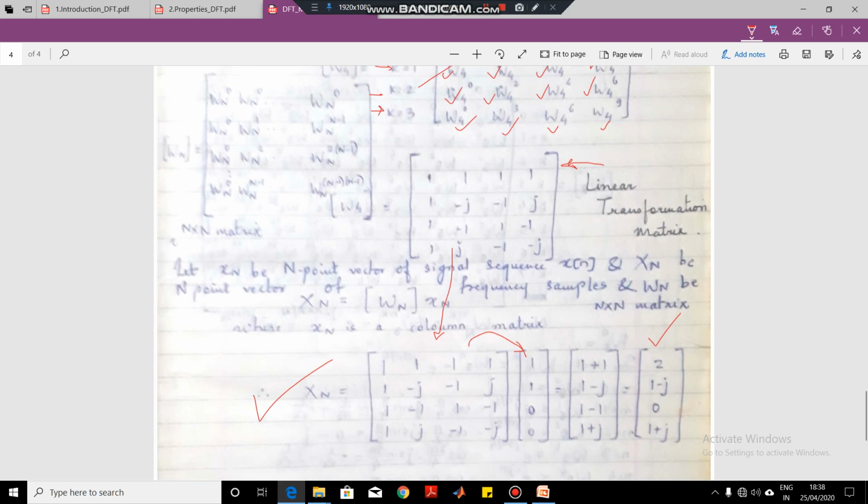So here there is no need for the formula method for computing the DFT. We can also go for the matrix method, but in the matrix method we have to remember this twiddle factor matrix. You can obtain this twiddle factor matrix by using these twiddle factors.